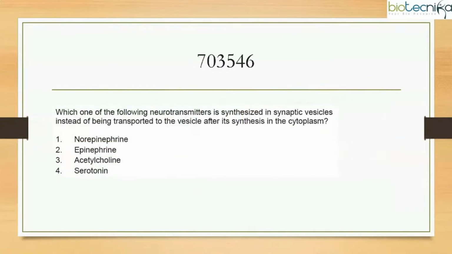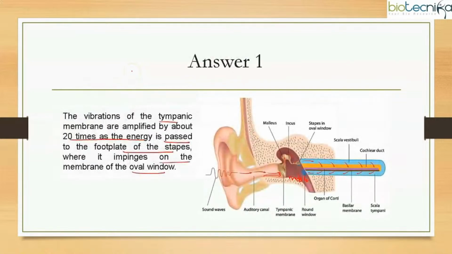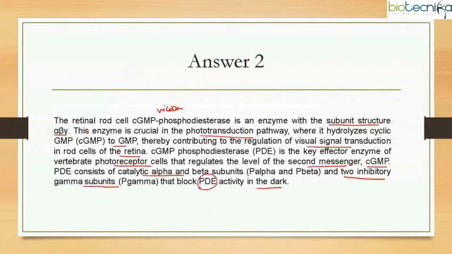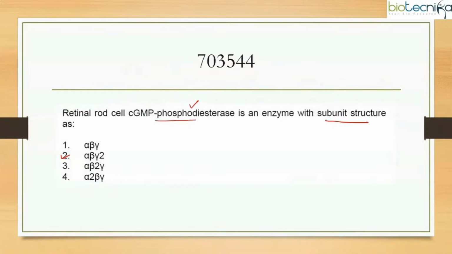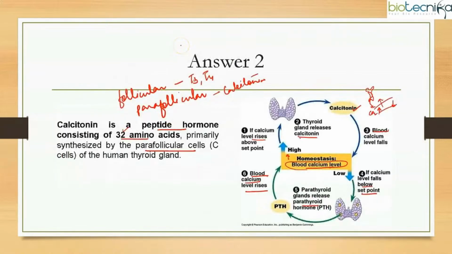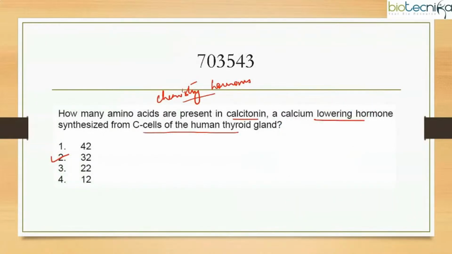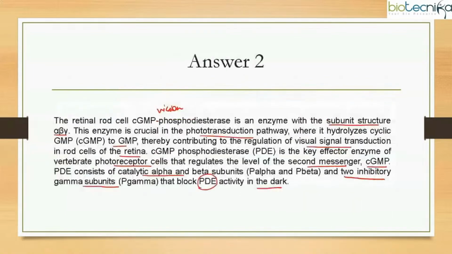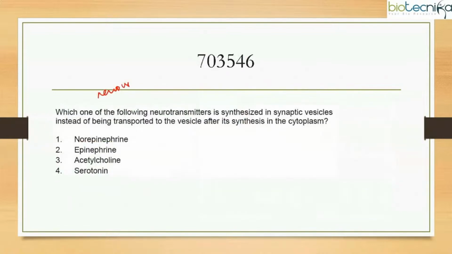The next question is from the nervous system. Nervous system is important, we know. If you see the questions from part B, one is nervous system, sensory organs, and this one is from hormones. As expected, the questions are from important units like endocrinology, then sensory organs, and then nervous system.